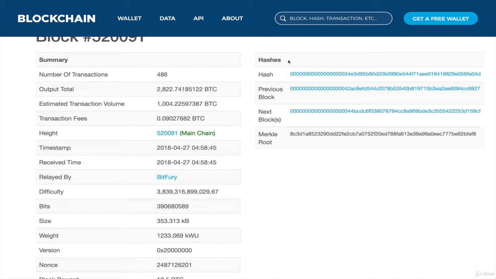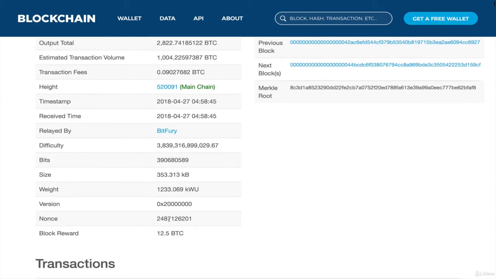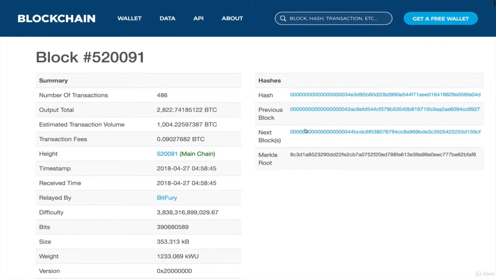But instead of finding a yellow emoji, this nonce is continuously changed until we find a hash for this block that has a certain number of leading zeros. We'll leave it at that. All right, we'll explain more later.